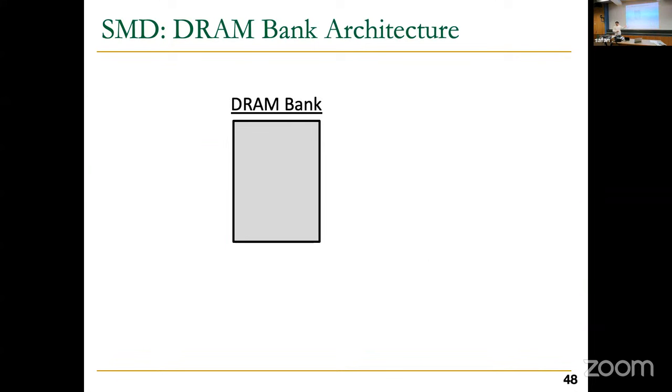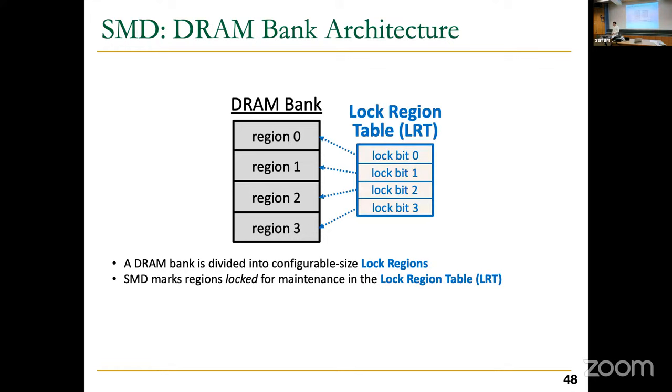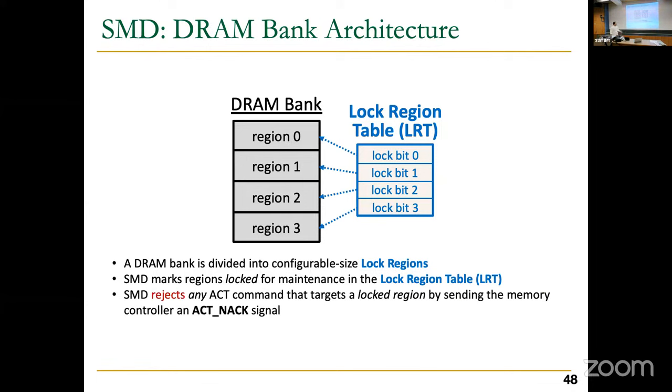Now I'll talk about the high-level bank architecture in SMD. So this is a DRAM bank. It's conceptually split into multiple regions. These are collections of DRAM rows inside the bank. And basically, we add a new table, a table of bits that indicate which region is under maintenance. So for example, if lock bit zero is set, this means that region zero is performing a maintenance operation. And consequently, if the memory controller sends an activate to that locked region, we will just reject it by setting the ACT-NACK pin.